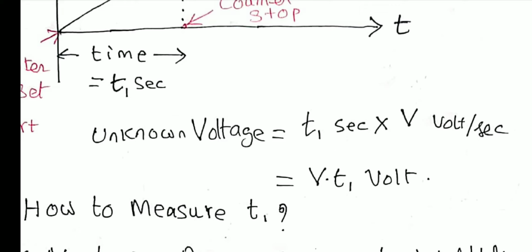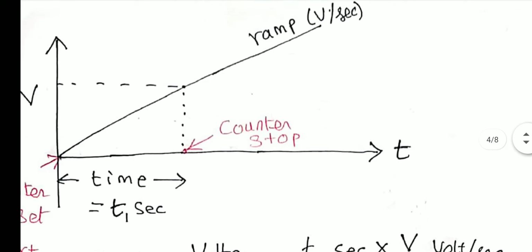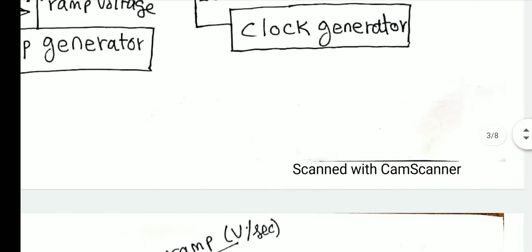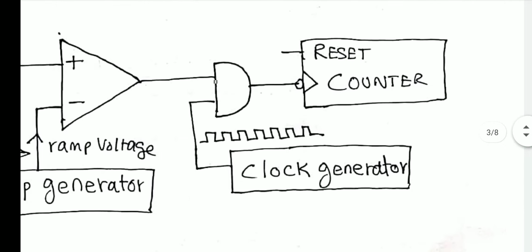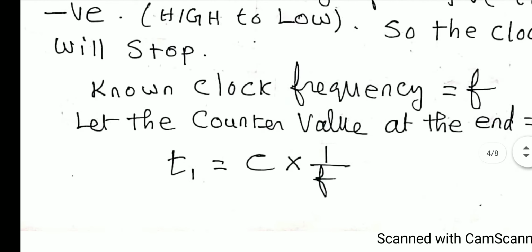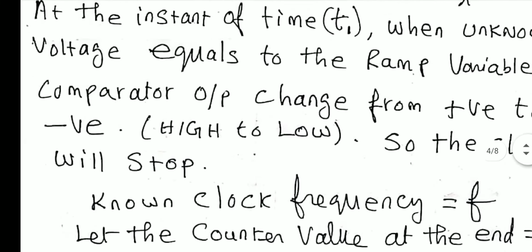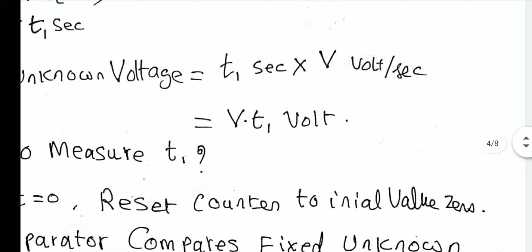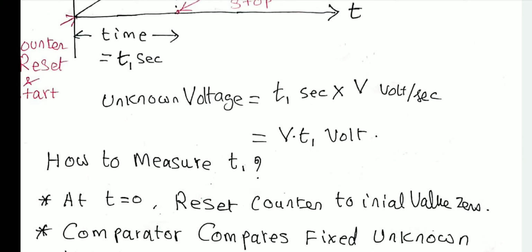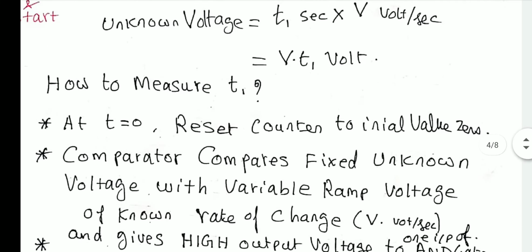Okay, so very simple. The ramp rate is fixed, it is already known. The only thing we are measuring is the time t1. How do we measure the time t1? Time t1 is nothing but the count value divided by the clock frequency. So once you get t1, multiply t1 with the ramp rate, and you get the unknown voltage. So this is a simple, theoretical method to measure the unknown voltage.